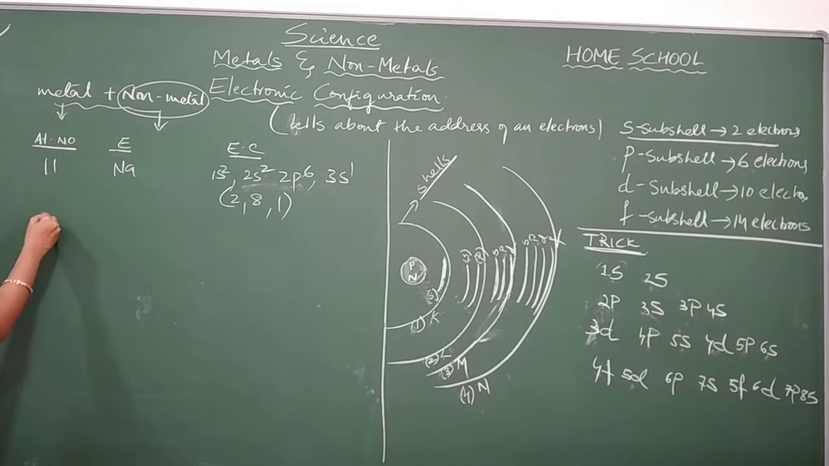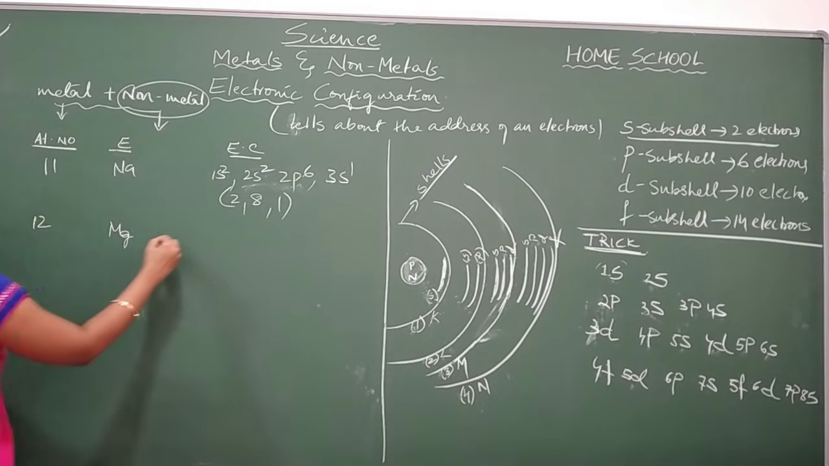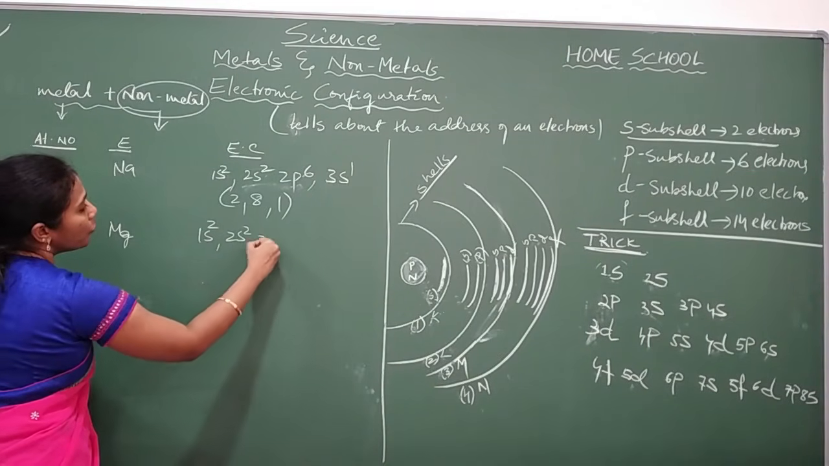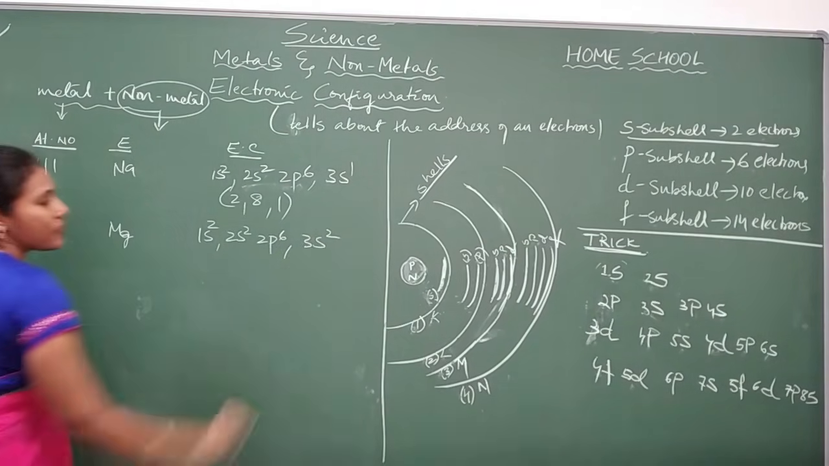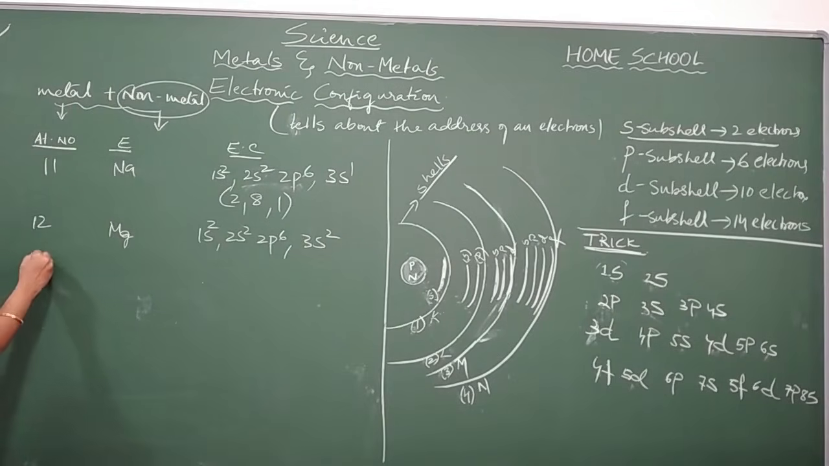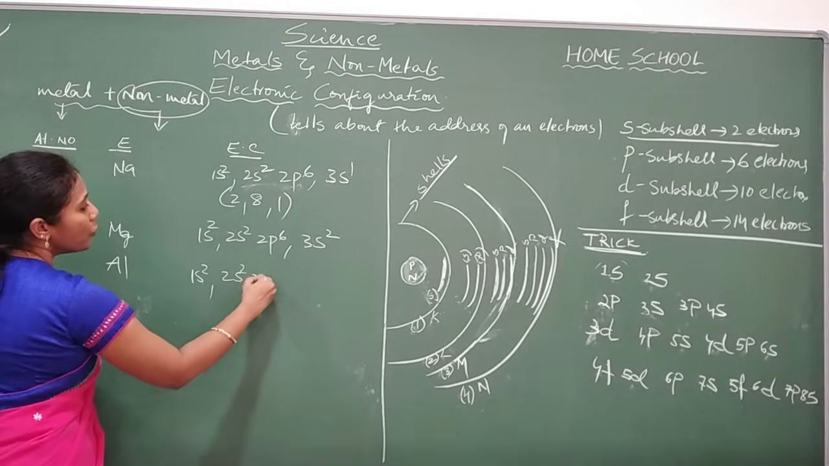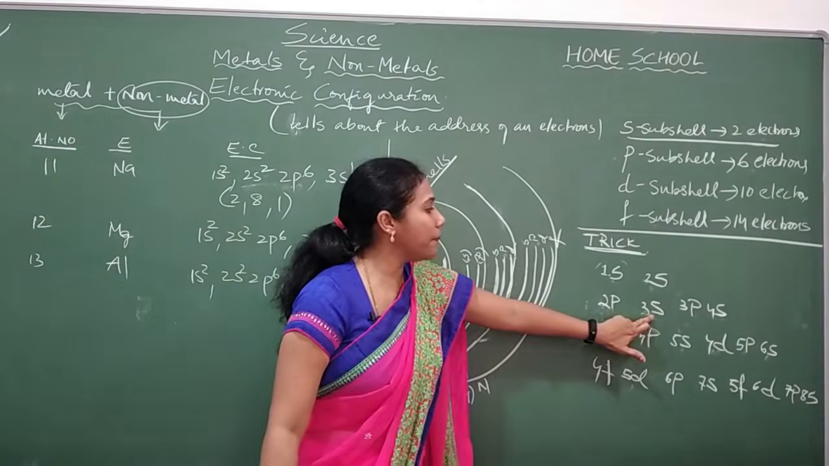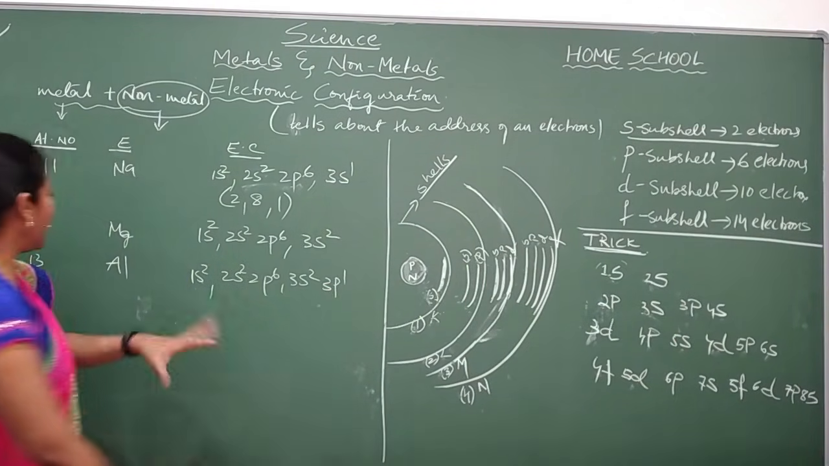Fine. And the 12th element is what? Magnesium, isn't it? So the magnesium electronic configuration is 1s2, 2s2, 2p6. Here space is there, so one more electron can go along with that: 3s2. And now which is the 13th element? Aluminium. Yes or no? Aluminium: 1s2, 2s2, 2p6, 3s is also now completely filled. Next it will go to 3p. So the 3p orbital will get filled up.